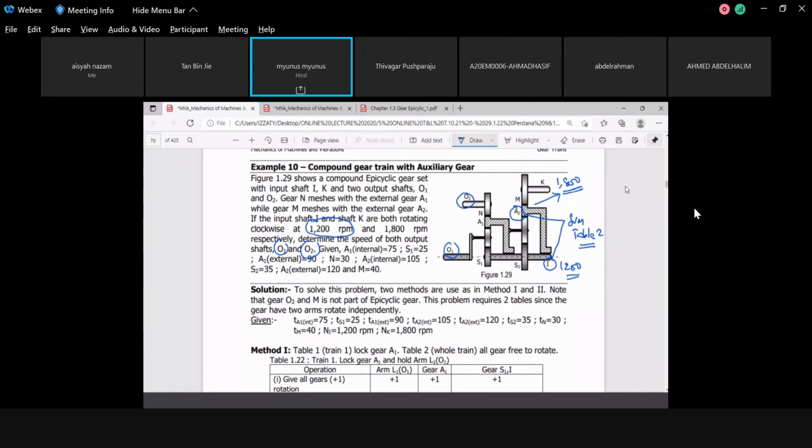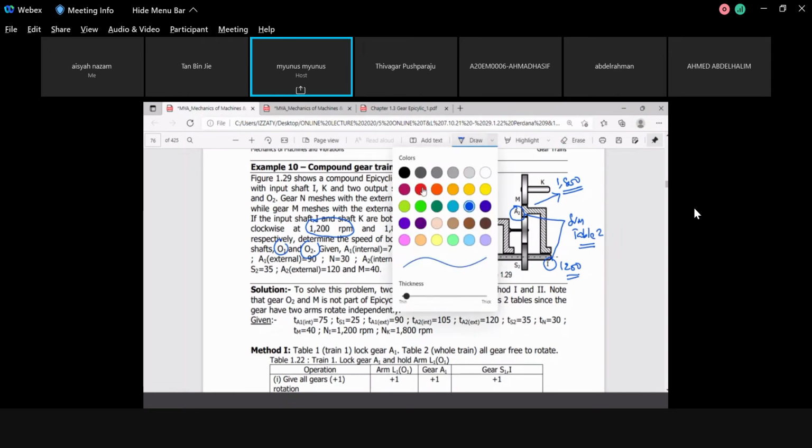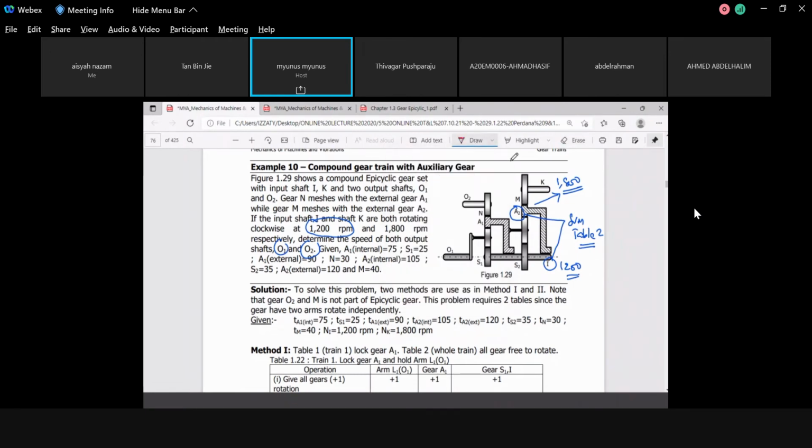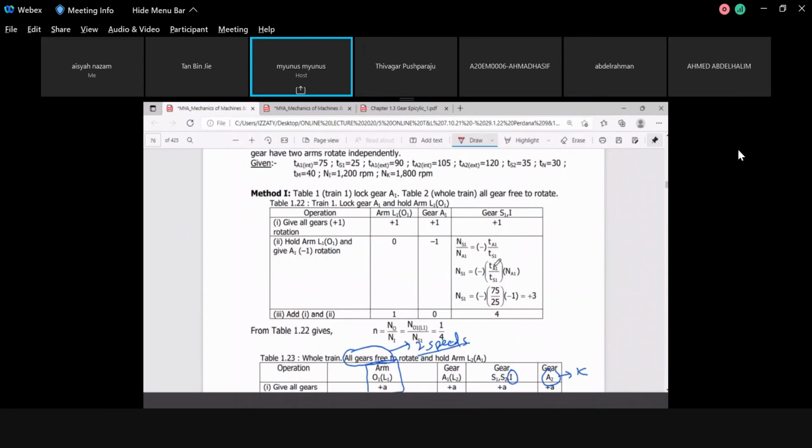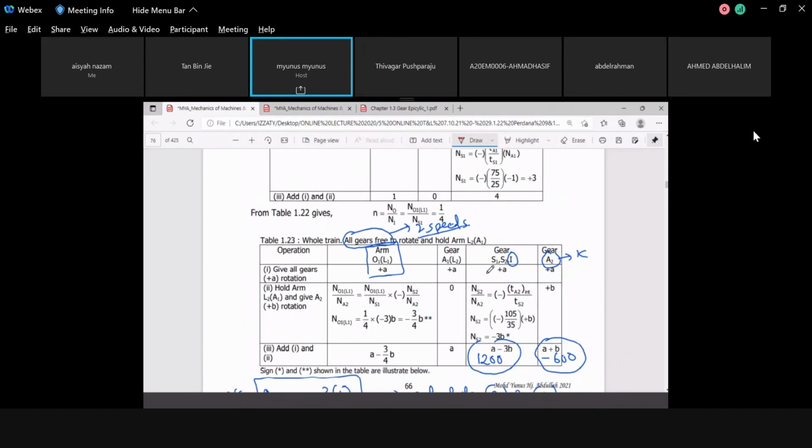But if you look very carefully, NO2 is not part of the epicyclic here, which is now connected to A1. This one. So you have to find Na1, isn't it? You have to find what Na1 is, then you know what Na2 is. That is why you go back here, this Na1, Na1 is A.